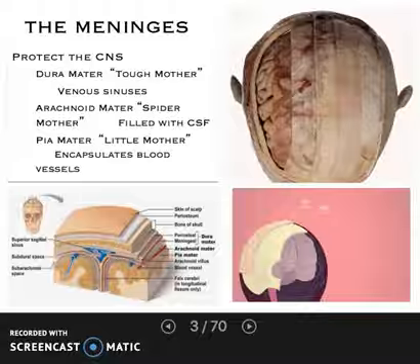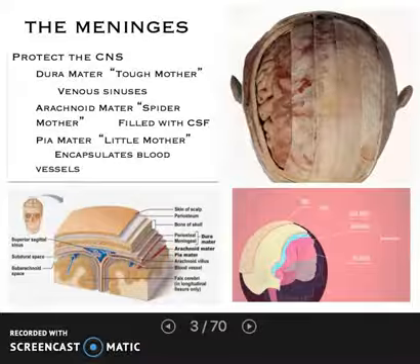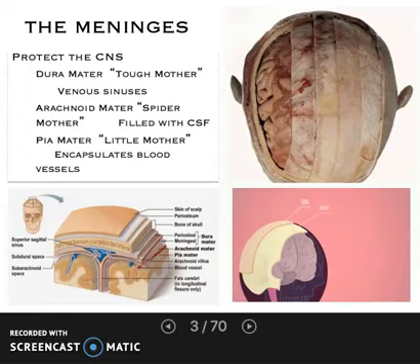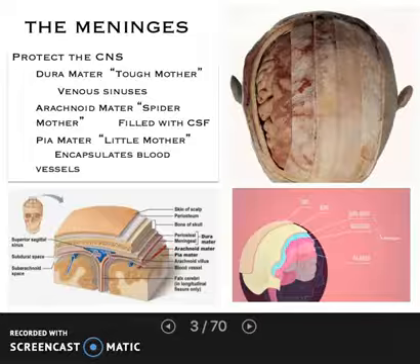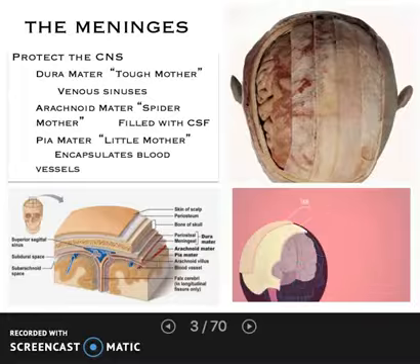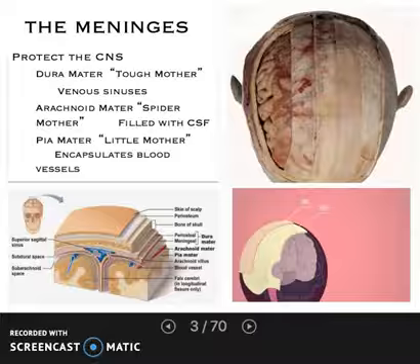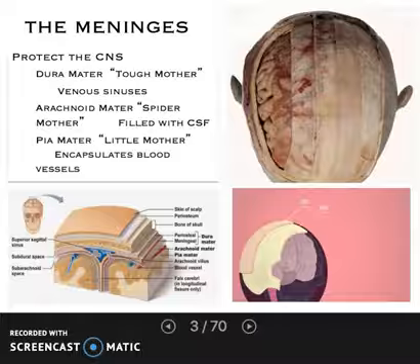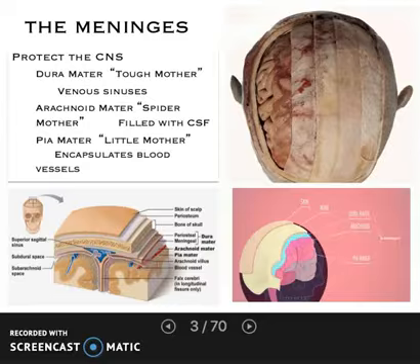The brain and central nervous system and spinal cord are all covered by tough fibrous membranes called the meninges. There are three layers to the meninges: the dura mater, which means tough mother, and this is where we find our venous sinuses; the arachnoid mater, or spider mother, and this is where you find the fluid-filled area filled with cerebrospinal fluid. Last but not least is the pia mater, or little mother, and this is where you find all your blood vessels that help feed the nervous system.